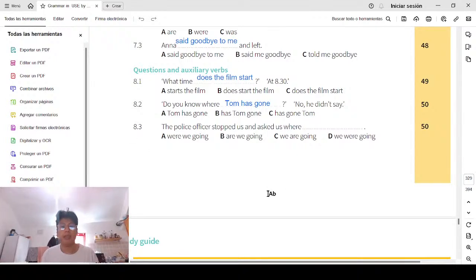So basically, the indirect question is when we don't ask the question directly. In this case, do you know? Do you know where Tom has gone? Check it out. Do you know is the question. Do you know has the structure for the question: auxiliary, subject, and verb. But the rest is like an average sentence. In this case, where Tom has gone. Basically, do you know where Tom has gone? Right? This is a tricky question. This is an indirect question. Okay.